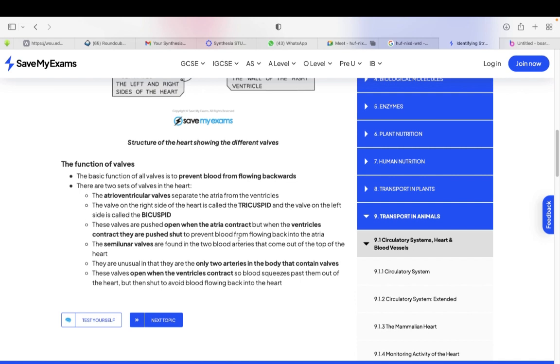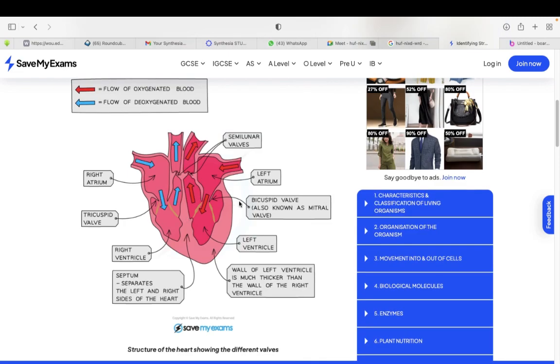But when the ventricles contract, they are pushed shut. They close so that the blood cannot flow backward. Because when the atria contract, they open. When this right atrium contracts, this tricuspid valve will open, so the blood can flow from the right atrium to the right ventricle.